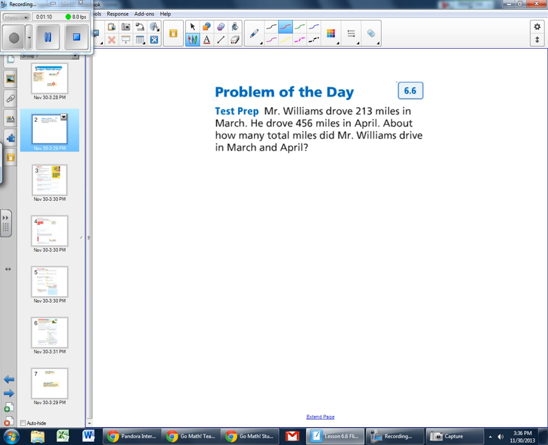Problem of the day today. This is lesson 6.6, so go ahead and label your journal page appropriately. We're doing a test prep question. Mr. Williams drove 213 miles in March. He drove 456 miles in April. About how many total miles did Mr. Williams drive in March and April?